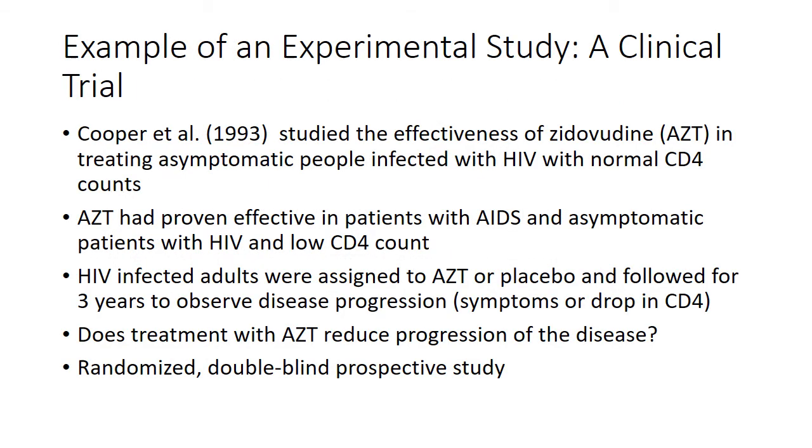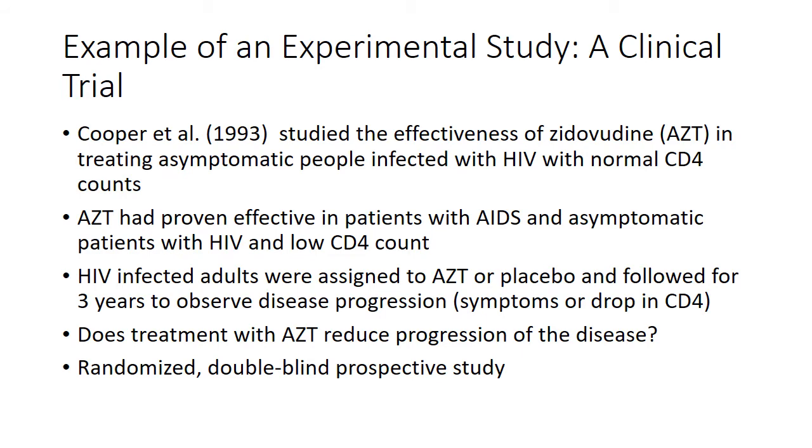So let's look at an example of an experimental study. Here's a clinical trial from back in 1993, looking at the effectiveness of zidovudine, abbreviated AZT. It's an antiviral medication used to treat HIV. They wanted to see whether treating asymptomatic people infected with HIV who had a normal CD4 count had any influence on outcomes.